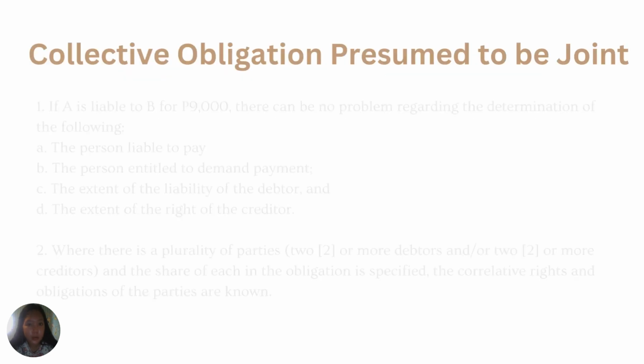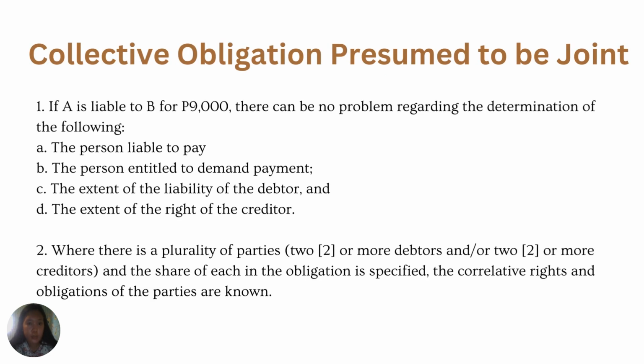Okay? So how is a collective obligation presumed to be joint? Number one, for example, if A is liable to B for 9,000, there can be no problem regarding the determination of the following: A, the person liable to pay; B, the person entitled to demand payment; the extent of the liability of the debtor; and the extent of the right of the creditor. Second, where there is a plurality of parties, meaning there are two or more debtors and or two or more creditors, and the share of each in the obligation is specified, the correlative rights and obligations of the parties are known.